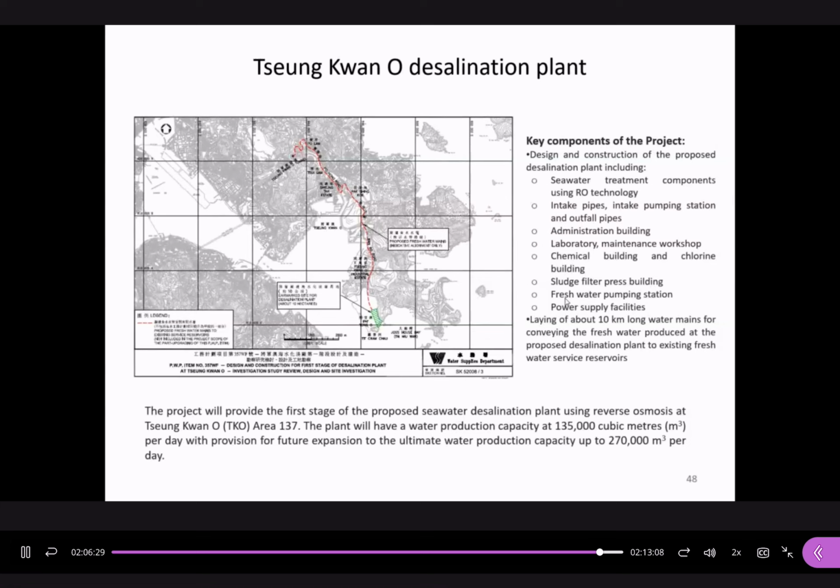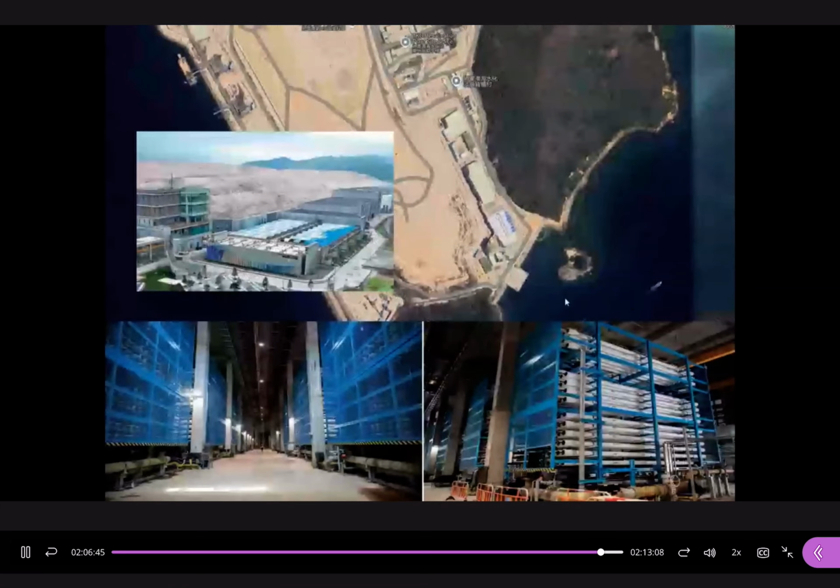It has different facilities, including the different building types, the plants, etc. So this is the photo of the plant. It's nearby the landfill. Here are the membrane modules. The intake is from here, and the outflow is here, the brine, the concentrate. And these are our modules, many modules.